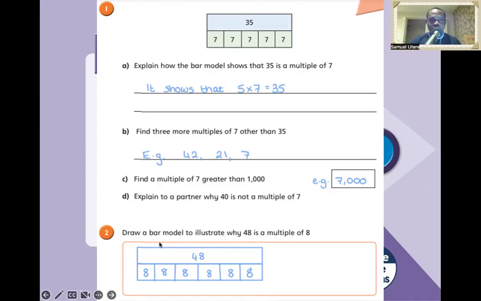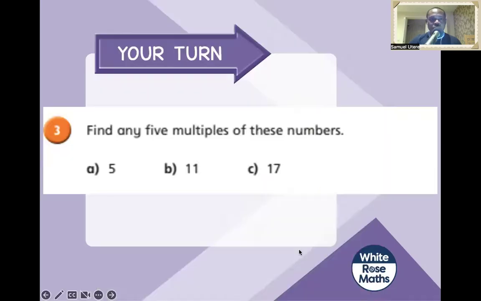Okay, and then here, draw a bar model to illustrate why 48 is a multiple of 8. Okay, just draw a bar model of 48 showing 8. Okay, 6 lots of 8. And that will be equivalent to, give us the answer. Okay, pause the video and answer question 3 in 2 minutes.